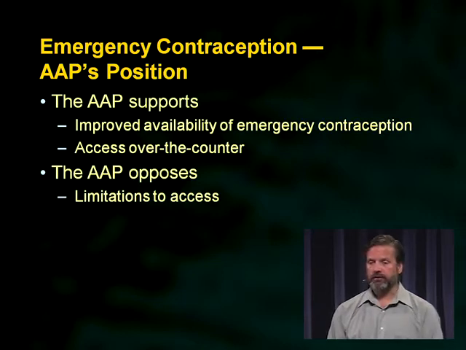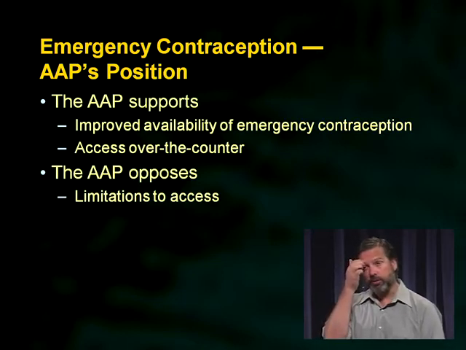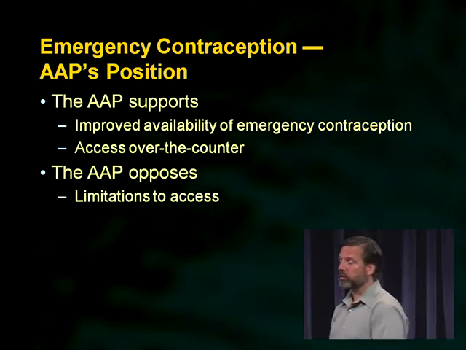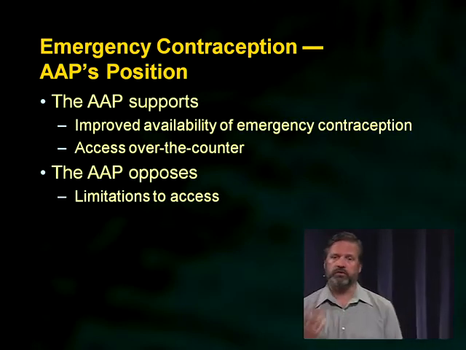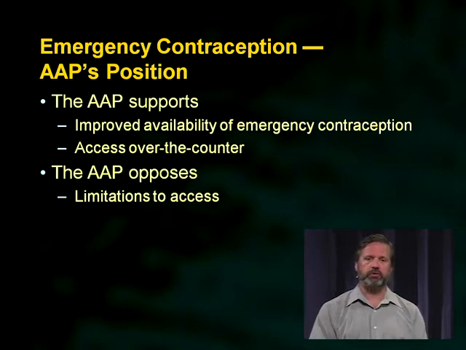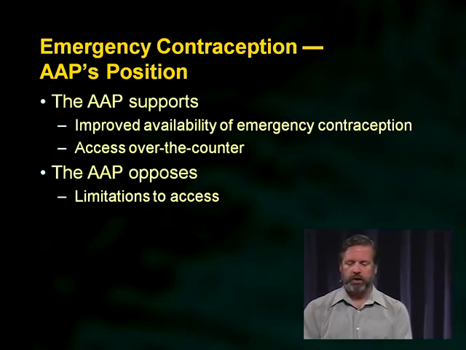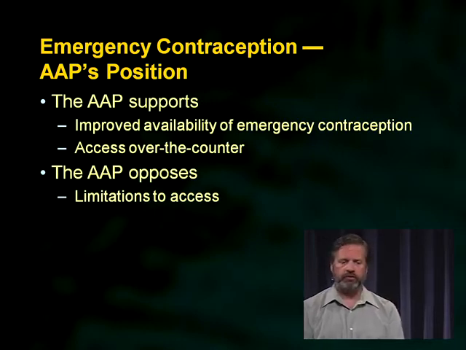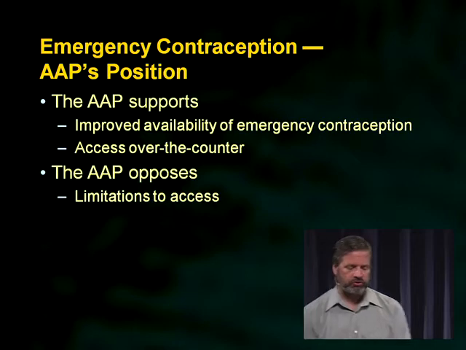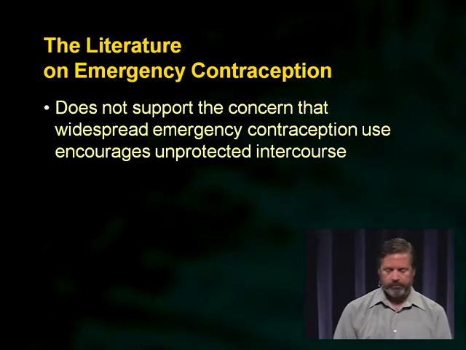Currently, the AAP supports improved availability of emergency contraception, access over the counter, and the AAP opposes any limitations to that access. So there were some states I read about where pharmacists were getting together and deciding they weren't going to allow these prescriptions and so on. Basically, it's important for you to realize that the AAP wants wider access to this, and they believe that adolescents who make a decision to use it should be able to get it.